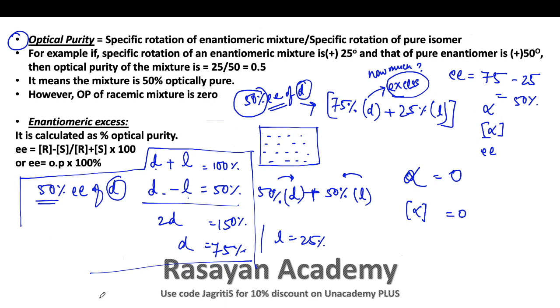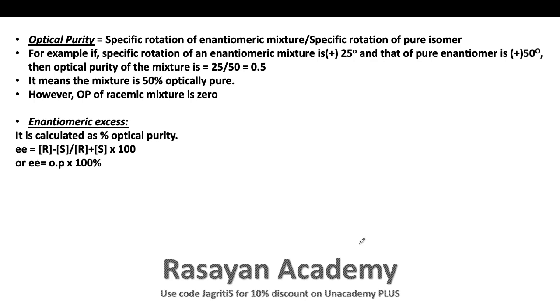All right, I hope that this made sense to all of you. When this kind of a condition is given, you find out the excess. This one is in the excess, and when it is mentioned 50% enantiomeric excess of D, you mean the actual percentage of D is 75% and the actual percentage of L is 25%. Okay, so now we look at the equations.